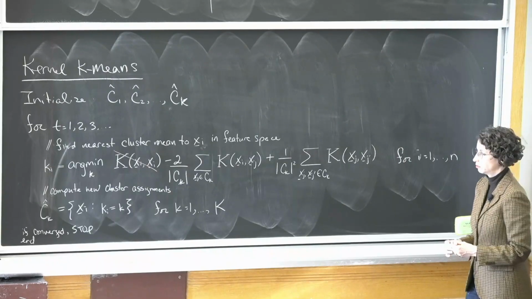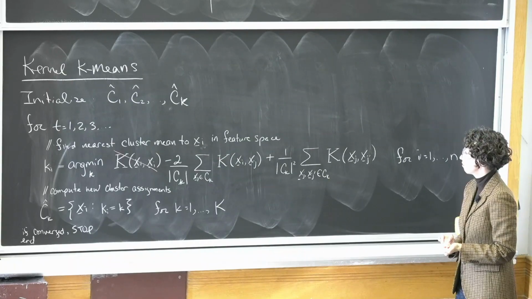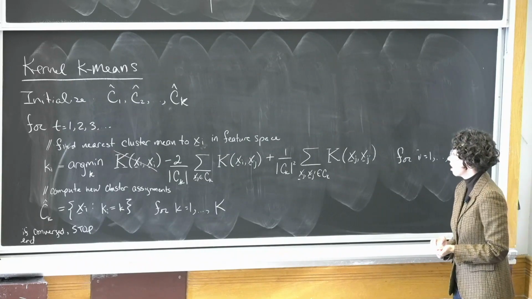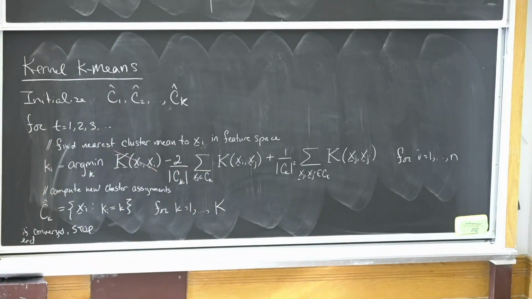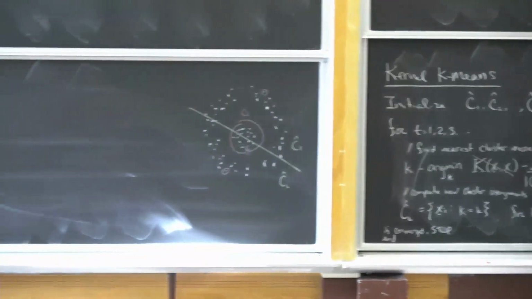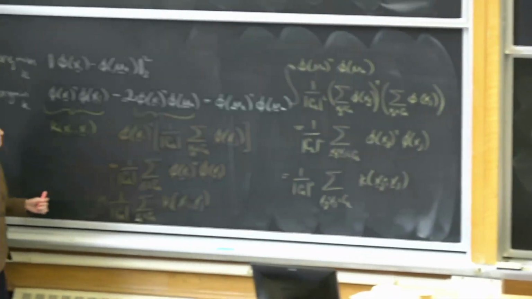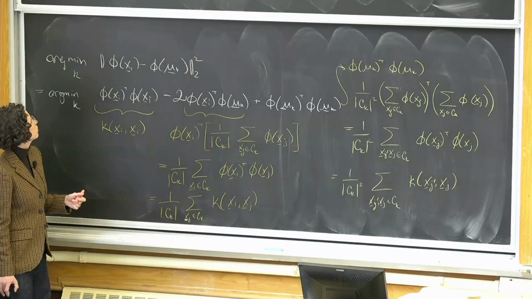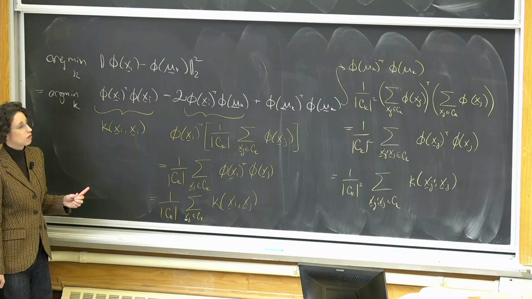Yes? What is the meaning of the third term, k of xj, xj prime? I get the second one, saying how close is each point to the cluster it's supposed to be in. But the third one, I'm not sure. What does that mean? Why is that being penalized in an intuitive sense?